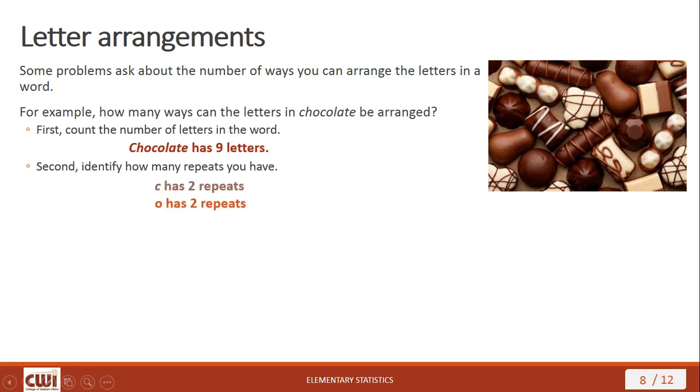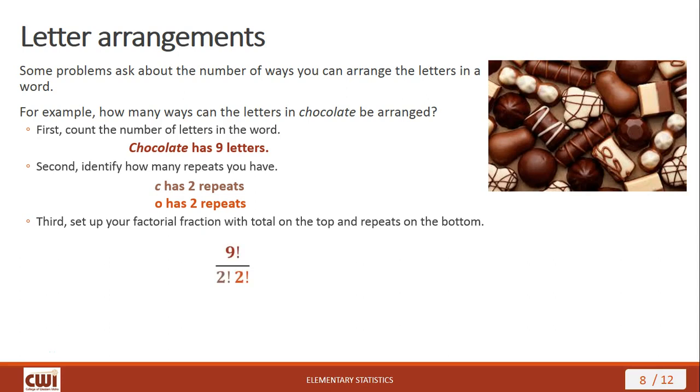Here we see that the letter C is repeated twice, and the letter O is also repeated twice. So now we have the information we need to set up our fraction to compute the number of ways we can rearrange the letters in the word. That's our third step: set up the factorial fraction with total on top and repeats on the bottom. When we do that, here's what we get.